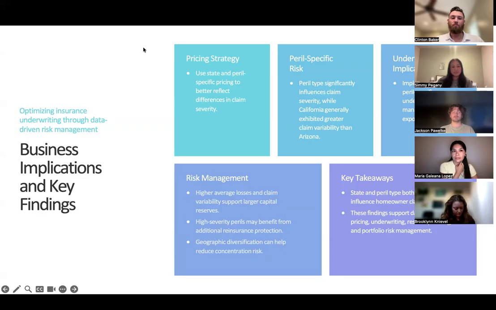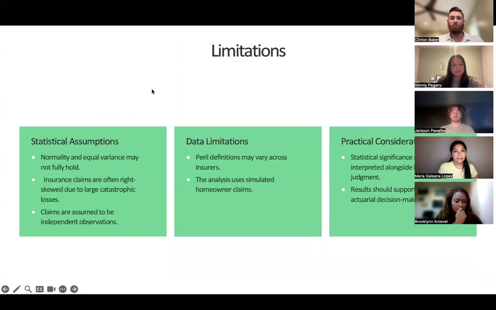The key takeaway is that both the state and the type of peril have a significant impact on homeowner claim severity. So using data like this can help insurance companies make better pricing, underwriting, and risk management decisions. Next, I'll talk about the limitations that we faced.